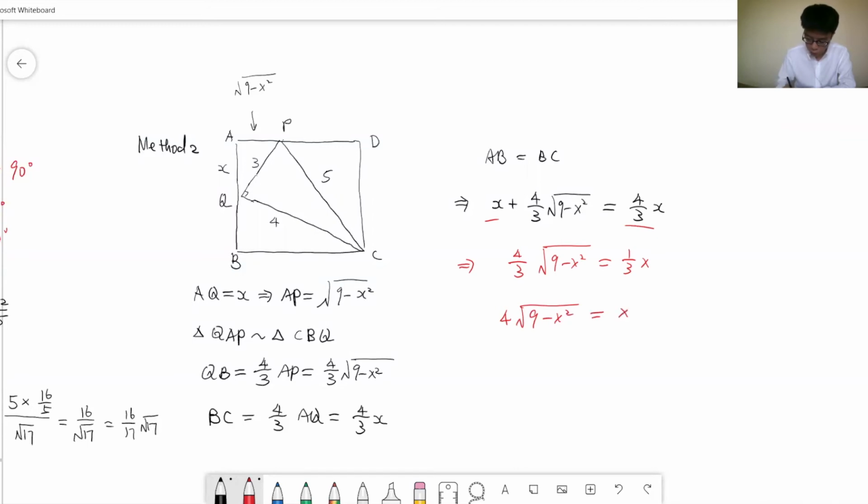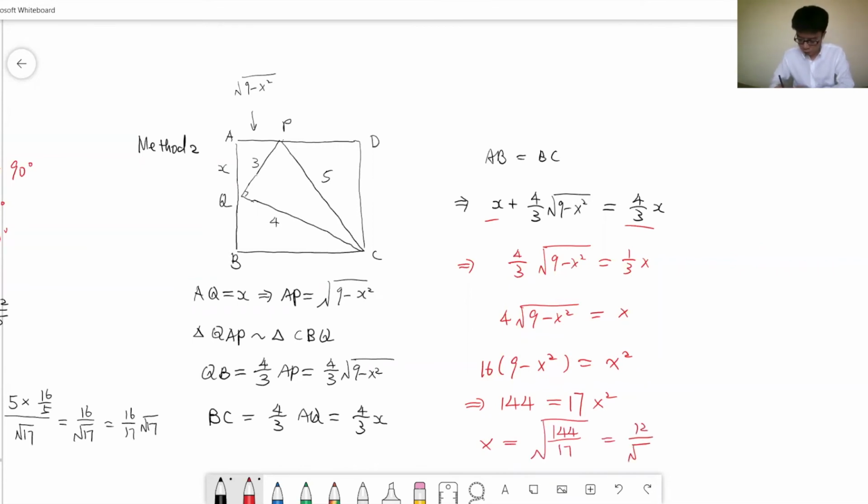And then we square both sides. So 16 times 9 minus x squared equals x squared. And that means we have 144 equals 17 x squared. So x equals 144 divided by 17. We take the square root. That's 12 over root 17.